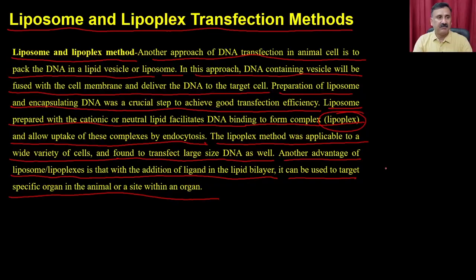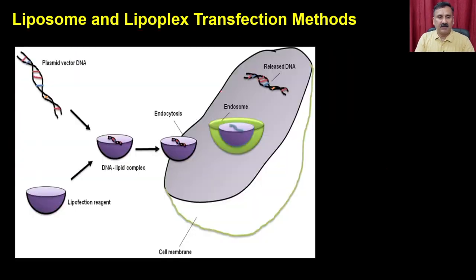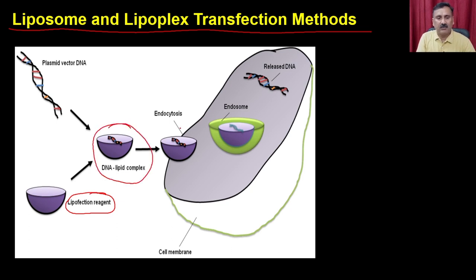Now let's go to the next method, and the next method is the liposome and the lipoplex transfection method. That is, anyway, something we have discussed. So this is the basic principle: you have the lipofectamine reagent, and that is going to make a complex with the DNA. The DNA complex is going to be taken up by the cell by a process called endocytosis, and from the endosome this DNA is going to be released, and this DNA will go to the nucleus for the expression studies.